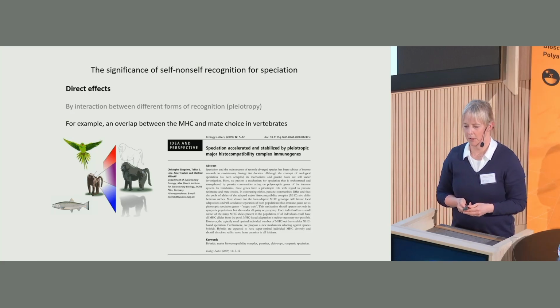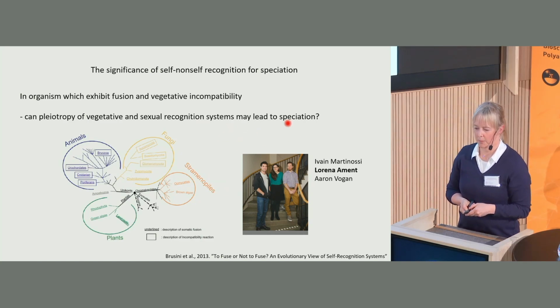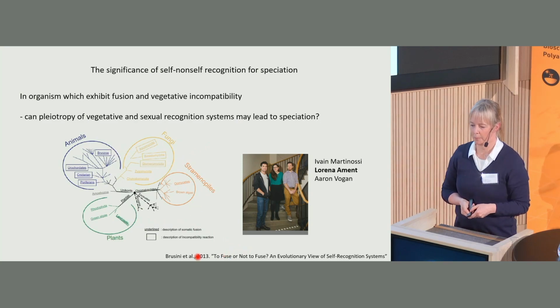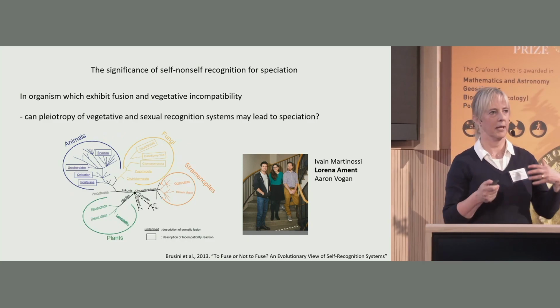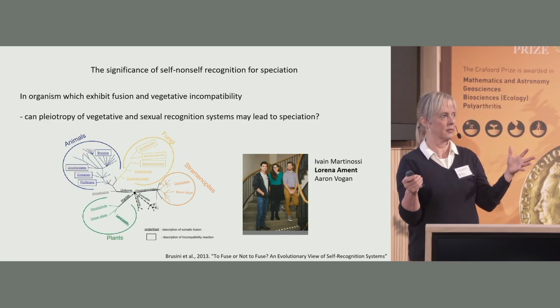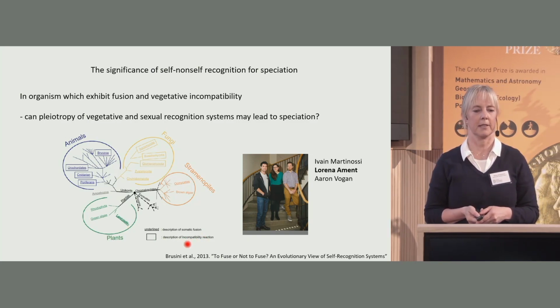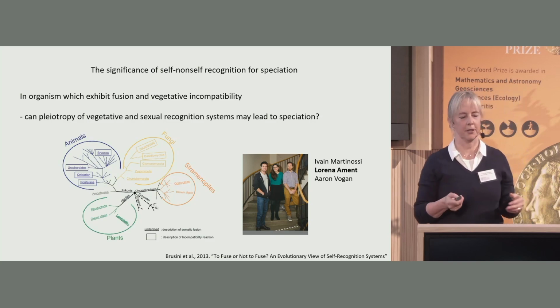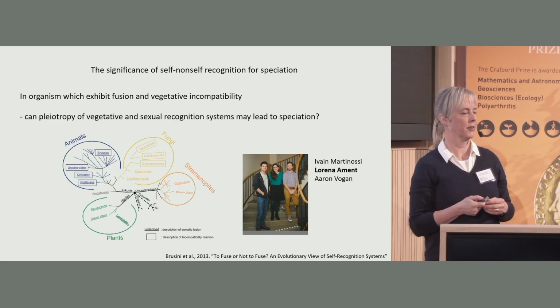So the case I'm going to bring up now is where organisms exhibit fusion and vegetative incompatibility. Pleiotropy of vegetative and sexual recognition systems may lead to speciation. And here's a tree from this paper by Brusini from 2013 showing that actually the ability to fuse at the vegetative stage is not a fungal trait. It's found in all major eukaryotic groups. But the description of incompatibility reaction at that somatic stage is actually confined to the fungal kingdom and to the colonial marine invertebrates. So this sort of model applies to those who have this sort of phenomenon in place.